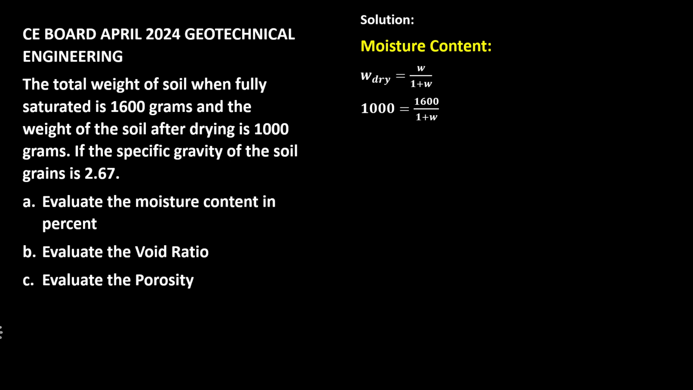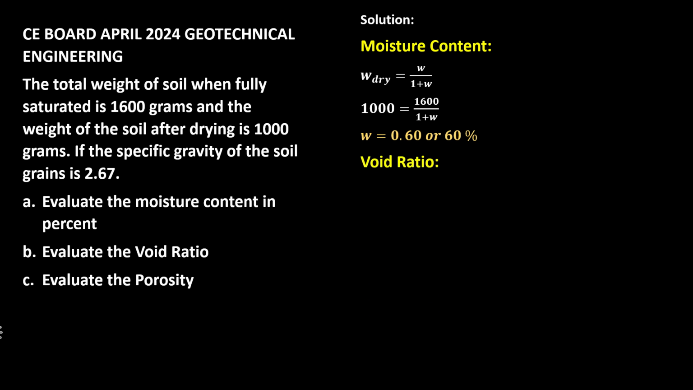1000 equals 1600 over 1 plus moisture content. Remember that the moist weight is 1600 grams and the dry weight is 1000 grams as given in our problem. Now let's calculate using our calculator. Finally, the value of our moisture content is 0.60 or 60%. Let us now proceed to the next question.